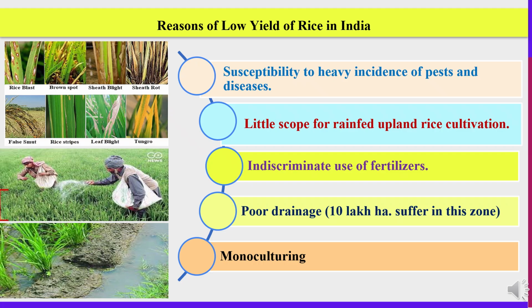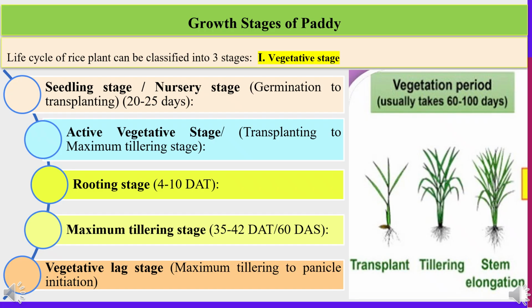Susceptibility to heavy incidence of pests and diseases. Little scope for rain-fed upland rice cultivation. Indiscriminate use of fertilizers. Poor drainage, 10 lakh ha suffer in this zone. Monoculturing. The life cycle of the rice plant has three main stages.